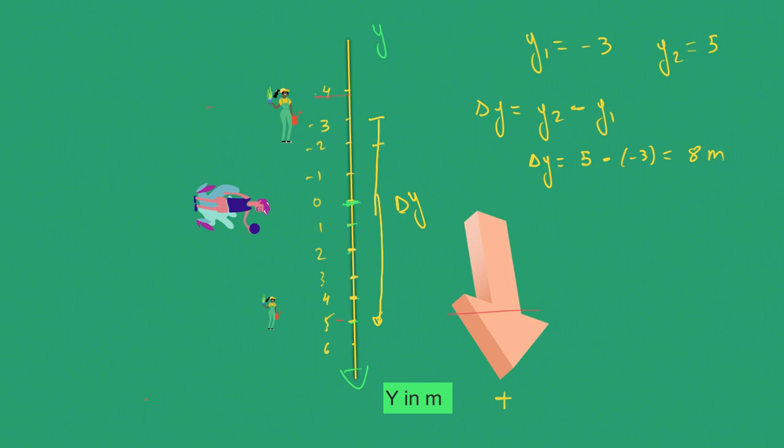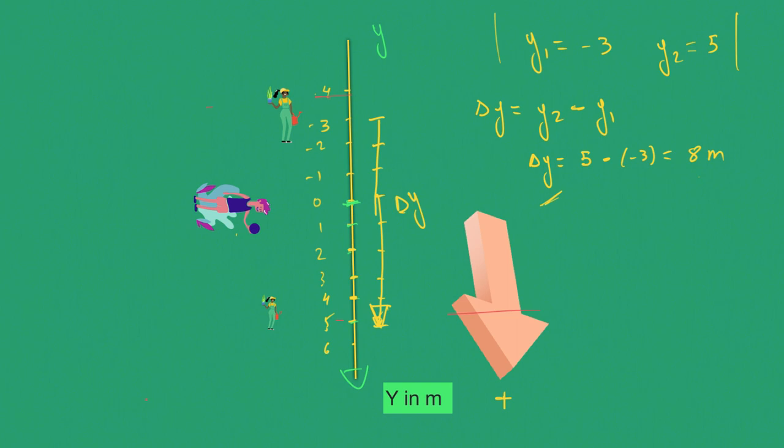So delta y is 8 units. You move 8 units, 1, 2, 3, 4, 5, 6, 7, 8 units. In what direction? In the positive direction. But this delta y is different from the other delta y. This delta y is going downwards. Even if the data is the same, the delta y for this observer is 8 meters going down.